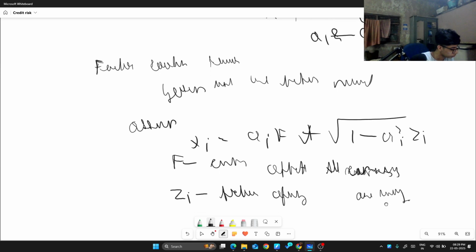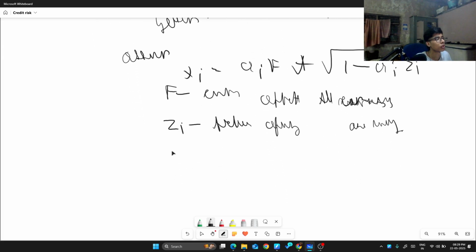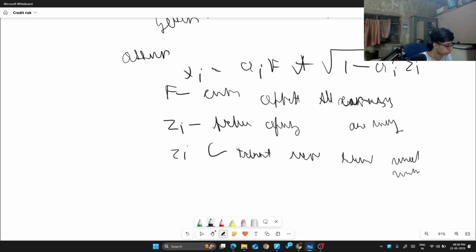And we have zi from an independent standard normal distribution, right? And the correlation between xi and xj is given by ai and aj.